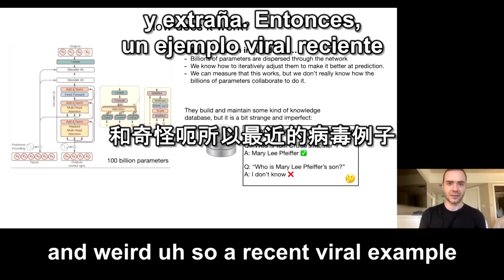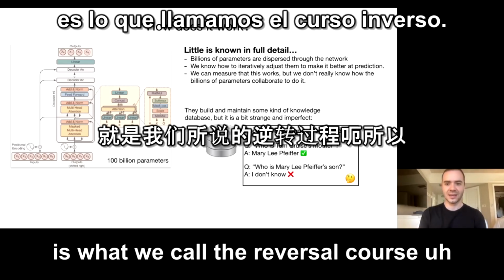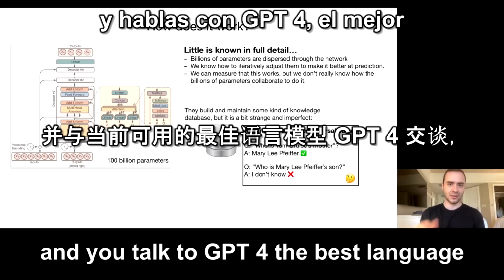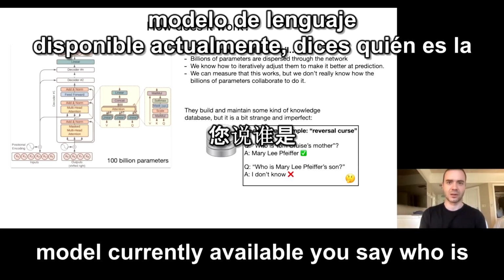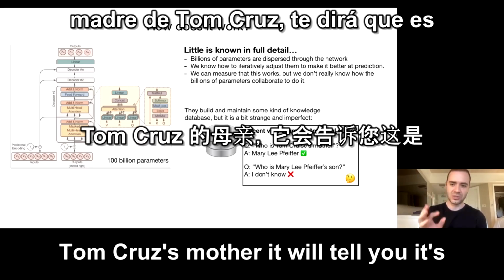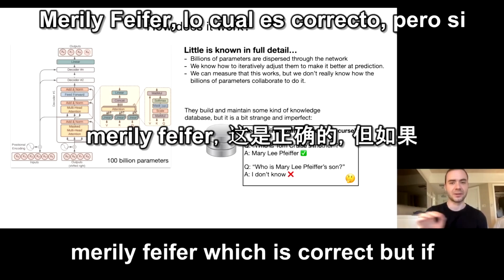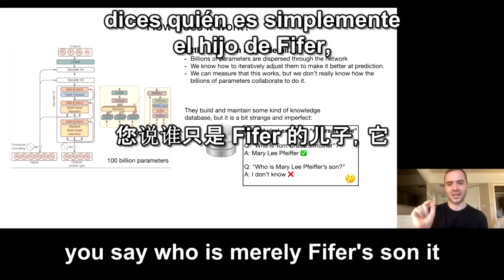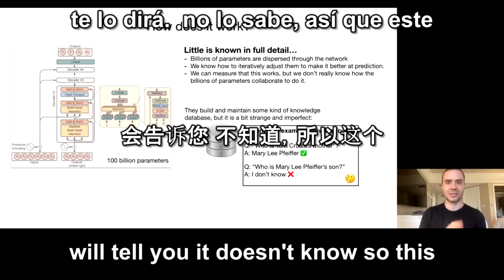A recent viral example is what we call the reversal curse. As an example, if you go to ChatGPT and you talk to GPT-4, the best language model currently available, you say, "Who is Tom Cruise's mother?" It will tell you it's Mary Lee Pfeiffer, which is correct. But if you say, "Who is Mary Lee Pfeiffer's son?" it will tell you it doesn't know.